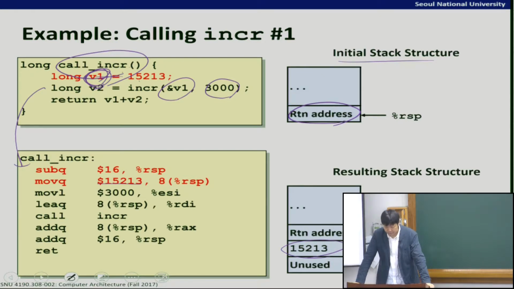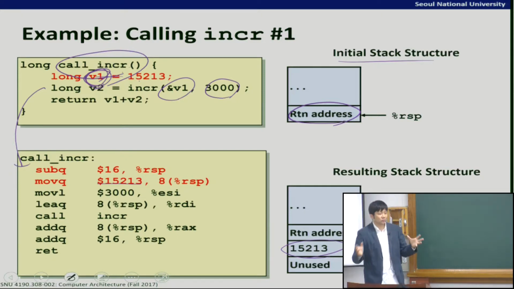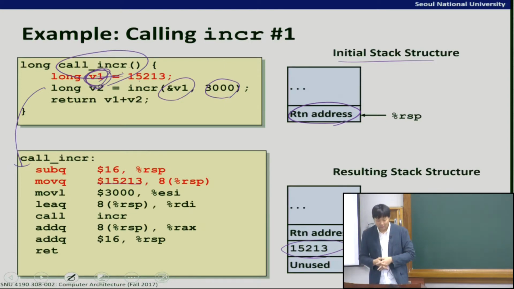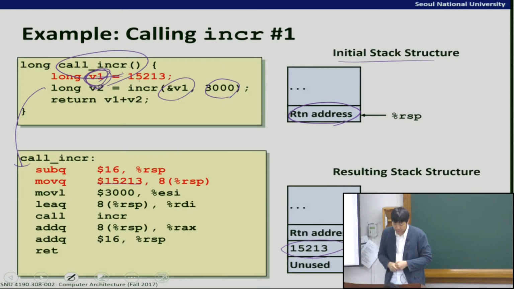it actually decrements 16 instead of 8. But it's really a GCC compiler detail, so I wouldn't worry too much about it. Conceptually, it's okay to simply decrement by 8, but to be compliant with the specification, it actually decrements 16.